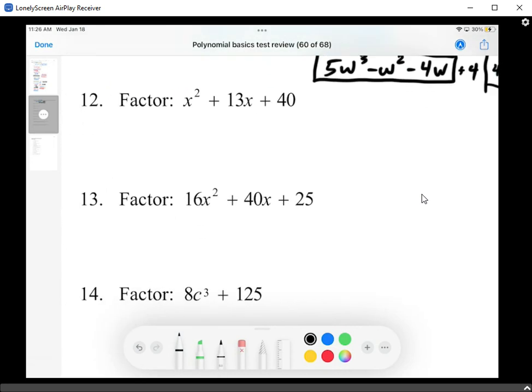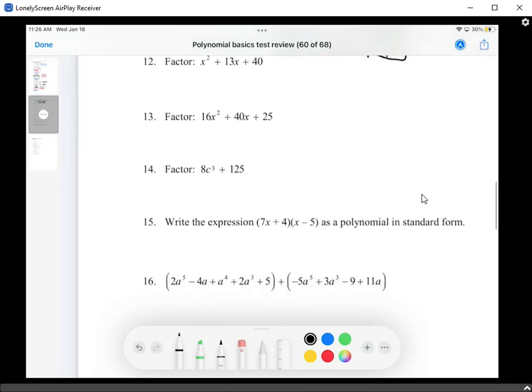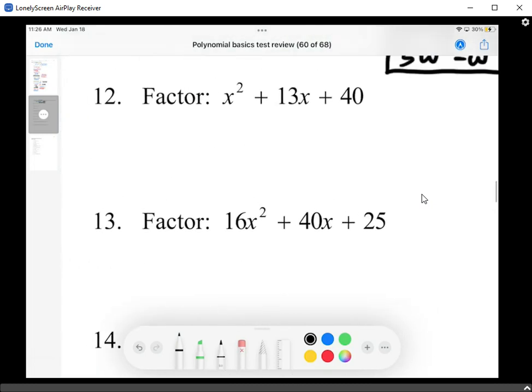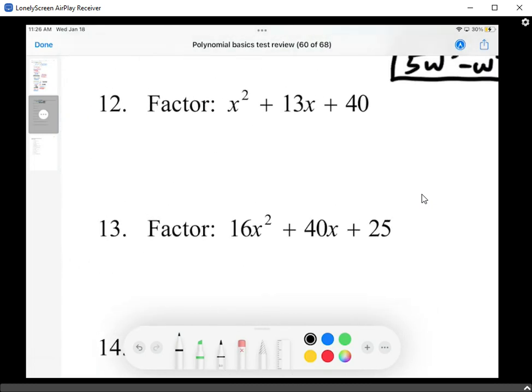Factoring once again. 12, 13, and 14 are all just factoring. Okay? So I'm looking for my two key numbers. Once again, I'm looking for my two key numbers that are going to multiply and give me a product of 40 and add together to give me a sum of 13.